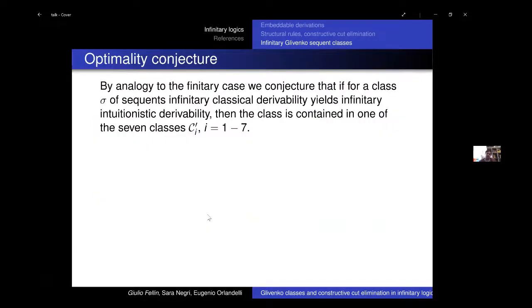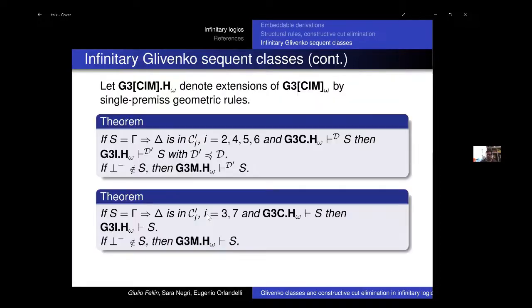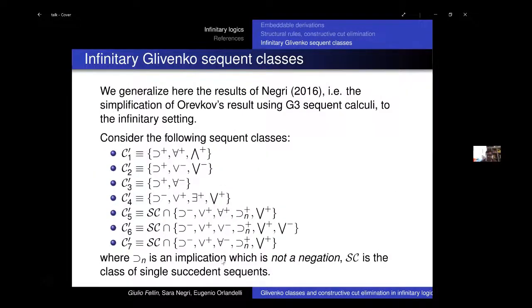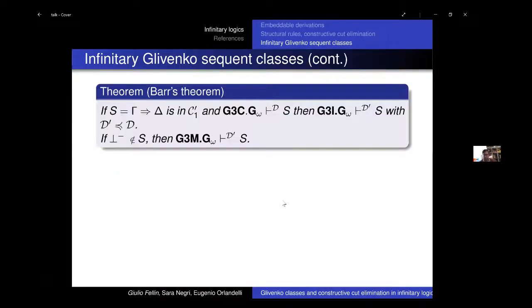Okay. So to conclude, we have an optimality conjecture. By analogy to the infinitary case, we conjecture that if for a class of sequents infinitary classical derivability yields infinitary intuitionistic derivability, then the class is contained in one of the seven classes Ci prime, where i is from 1 to 7, so the 7 classes that we have here. Okay, so I conclude. Thank you for your attention.